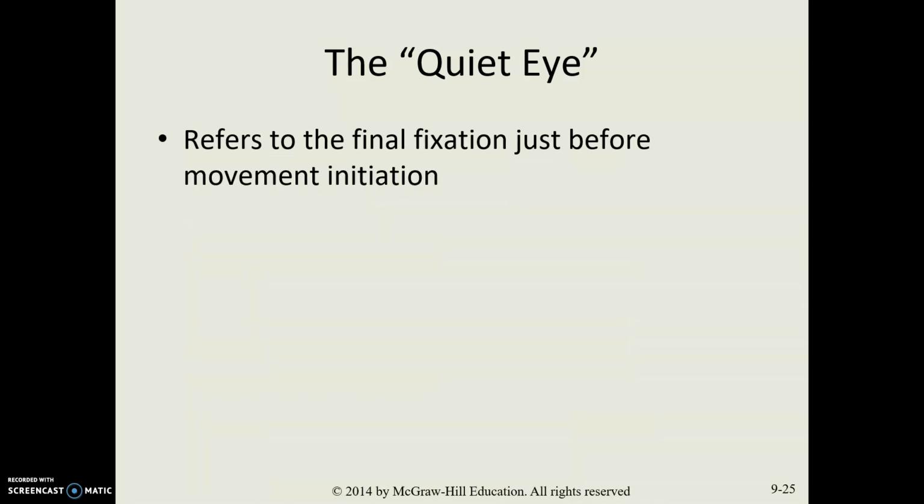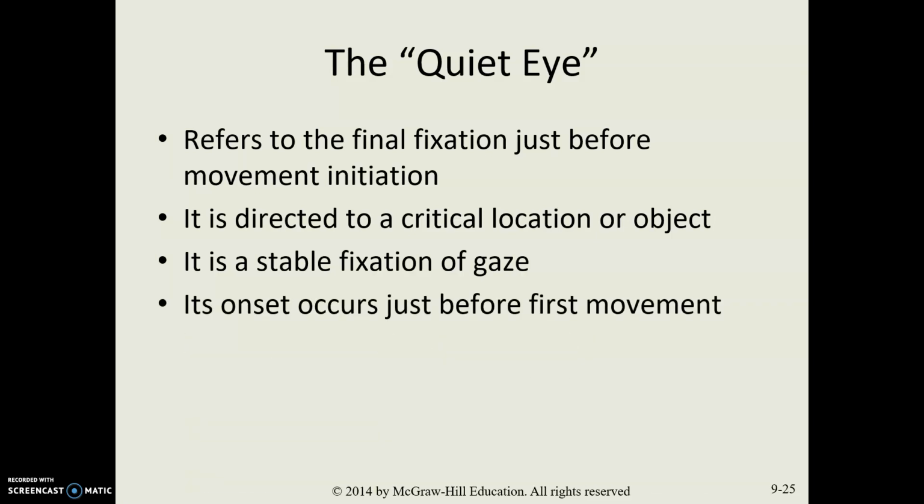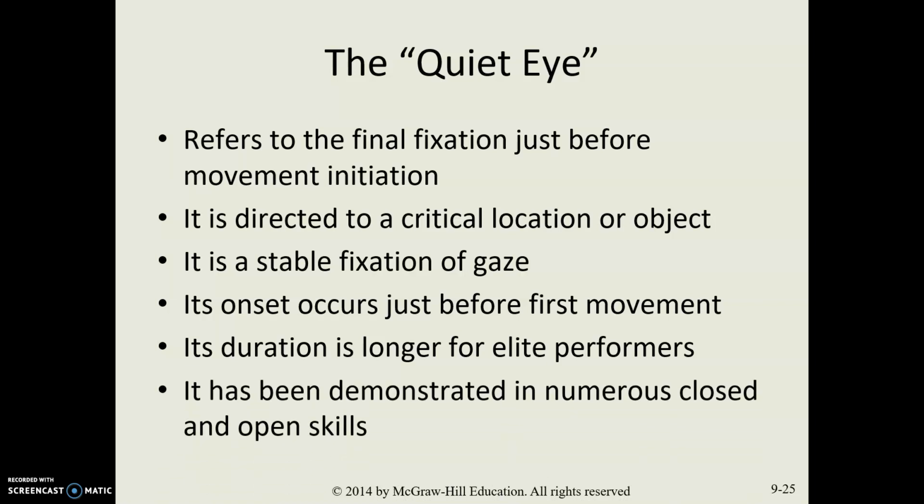And then there's research done on what they call the quiet eye, which is basically that final moment just before you initiate movement. You're directing your gaze at a location or an object. It could be considered a stable fixation of your gaze. Again, it happens right before you perform. And they have found that with elite performers, that quiet eye period is actually a longer duration. And again, the idea of quiet eye has been demonstrated in both closed and open motor skills.